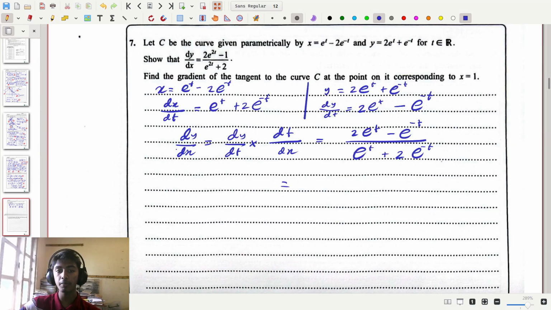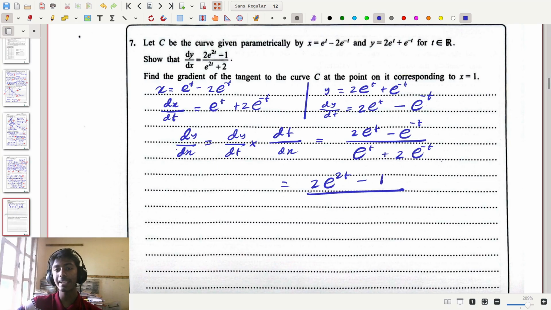So if we ourselves take this thing right here and multiply the top and bottom by e to the power of t, we can see at the top, the first part is going to be 2 times e to the power of t times e to the power of t, which is 2 times e to the power of t squared, which is 2 times e to the power of 2t, since we have the index rule simplification of e to the power of t squared being equal to e to the power of 2t. So if you write that down, the first part is going to be 2 times e to the power of 2t. The next bit is going to be minus e to the power of minus t times e to the power of t, which is going to be 1.